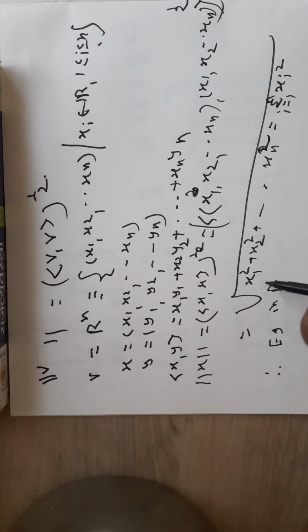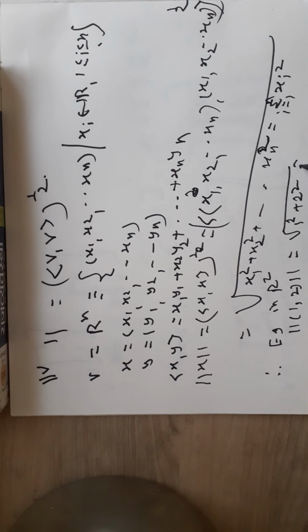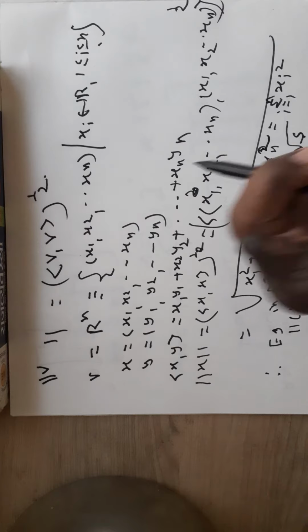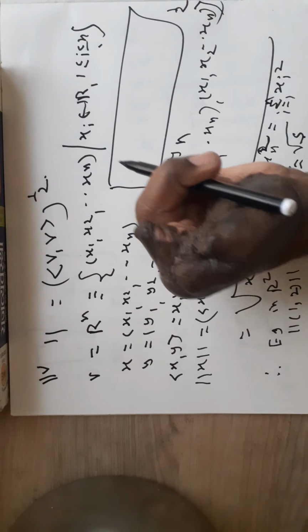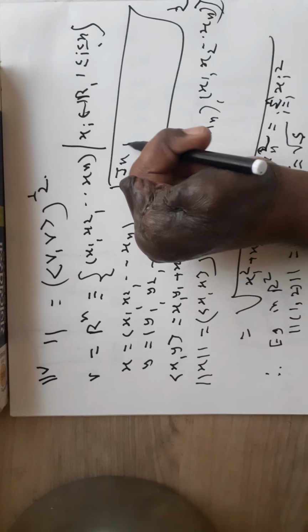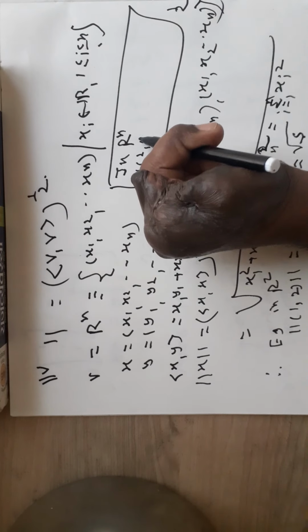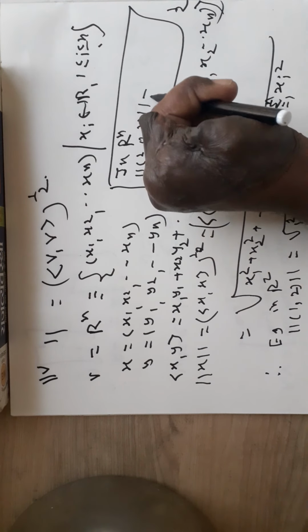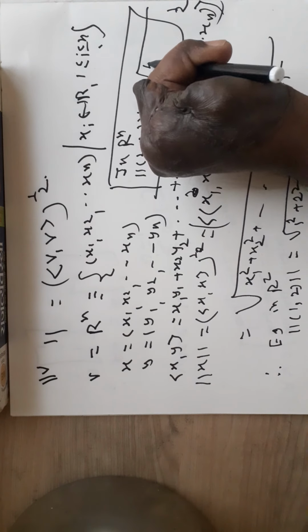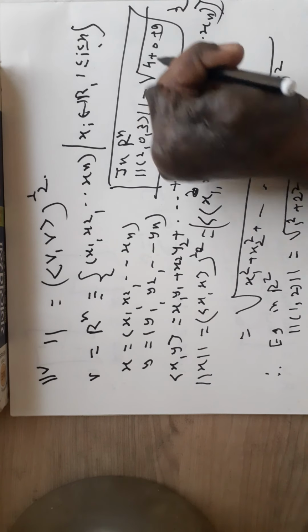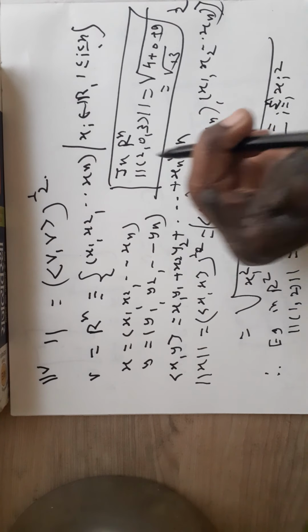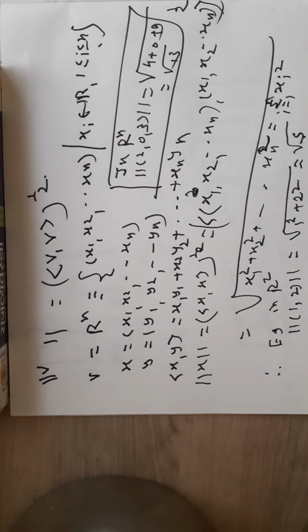In R2, the norm of the vector 1, 2 is equal to the square root of 1 square plus 2 square, which is root 5. In R3, with the inner product on R3 being the dot product, the norm of 2, 0, 3 is equal to the square root of 2 square 4, 0 square 0 plus 3 square 9, which is root 13. This is the norm on inner product spaces.